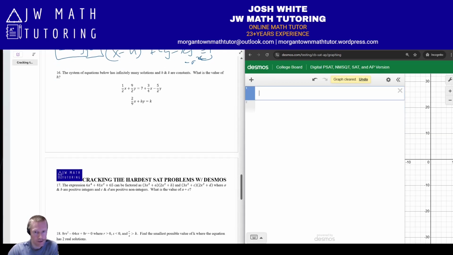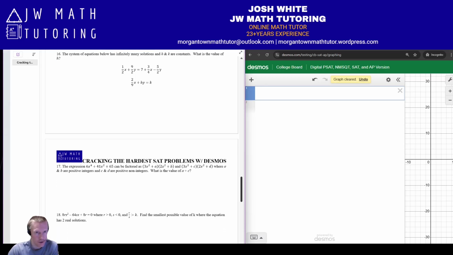All right, let's look next at number 16. Here we have something new. This was discussed in my Ultimate Desmos Guide to Digital SAT Math Part 9. We have a system of equations. It has constants in it. We are trying to find the value of one of those constants such that the system has infinitely many solutions.